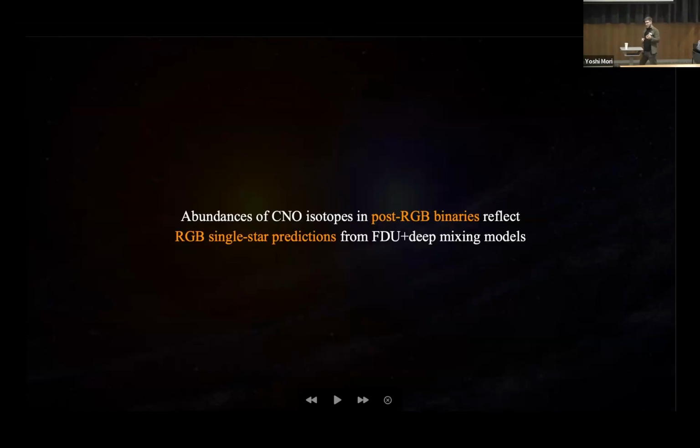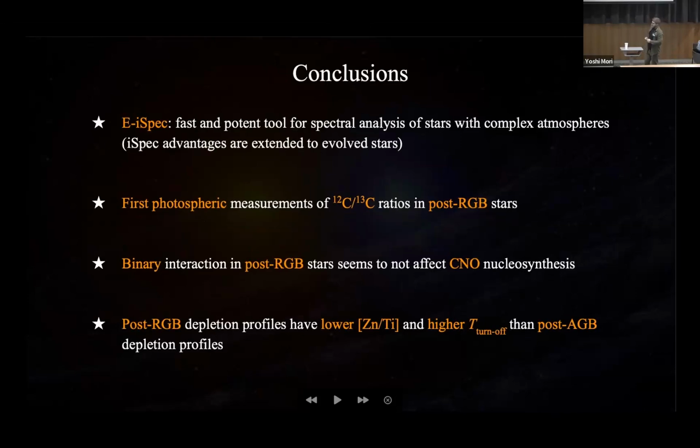Now, the main takeaway here is that the abundances of CNO isotopes in post-RGB binaries reflect the RGB single-star predictions from first dredge-up and deep mixing. So I will stop here. I'll just mention that EISPEC is a very fast and potent tool for analysis and derivation of atmospheric parameters, elemental abundances, and isotopic ratios of evolved stars.